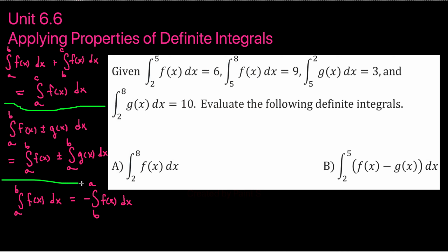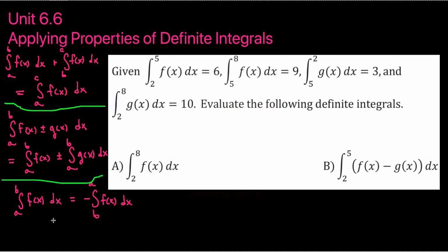The next property says that the integral of a sum is the sum of the integrals. It says that the integral from a to b of f of x plus or minus g of x dx is just the integral of f of x plus or minus the integral of g of x dx. So the integral of a difference is the difference of the integrals. And it has to be from a to b, obviously.